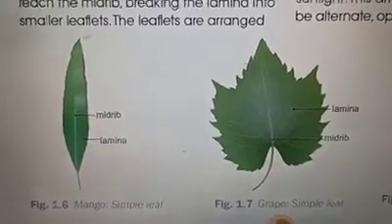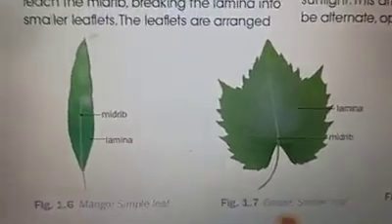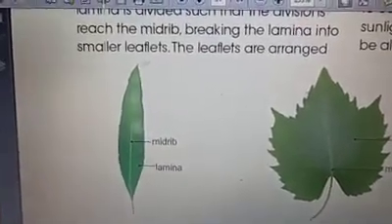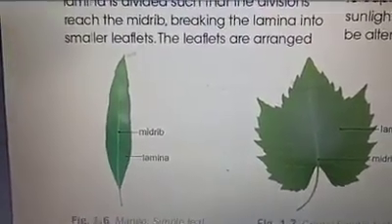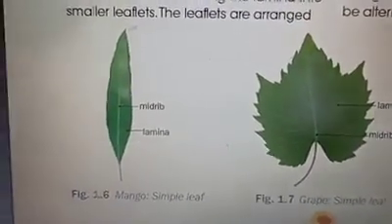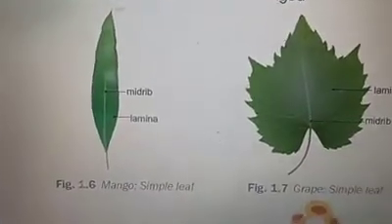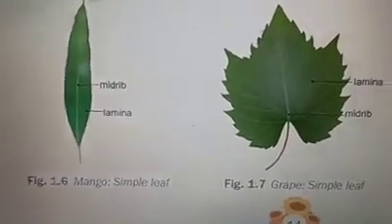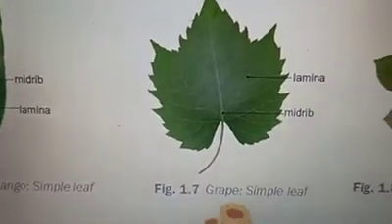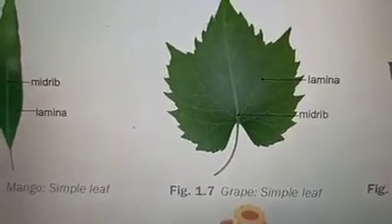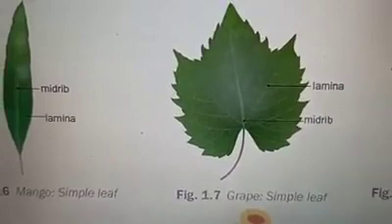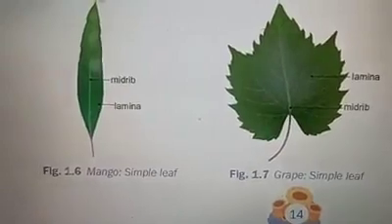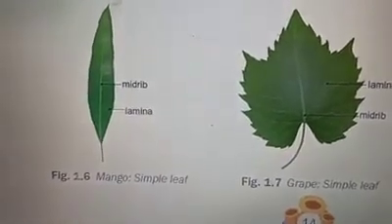So what is a simple leaf? A simple leaf is one in which the lamina is not divided. Sometimes the lamina is divided but the divisions do not reach up to the midrib. So look at the mango tree, the lamina is continuous, which is not divided, and the leaf margin is also continuous. But look at this grape tree, the leaf margin is not continuous. The leaf margins are notched, but the ridges don't reach the midrib region. So both of these are examples of simple leaf.